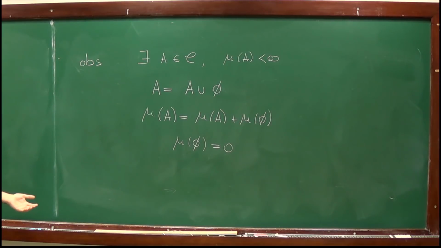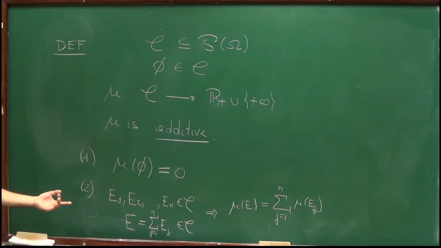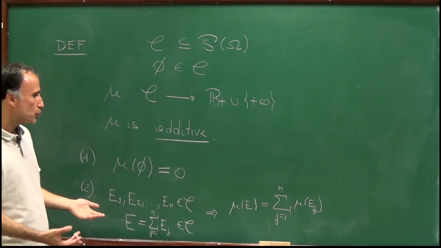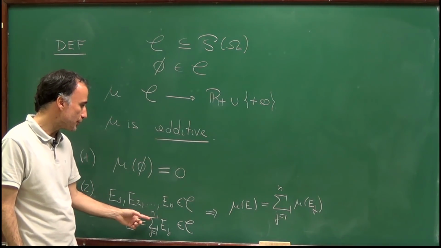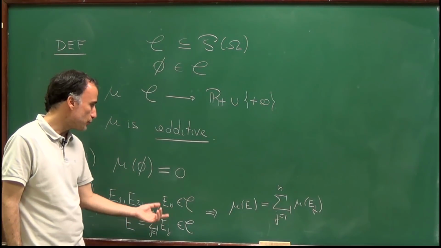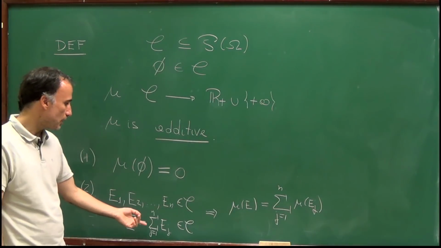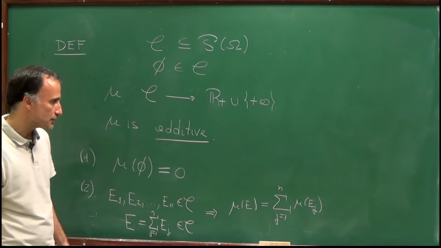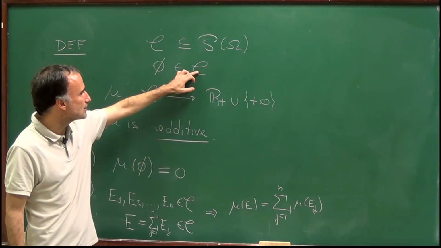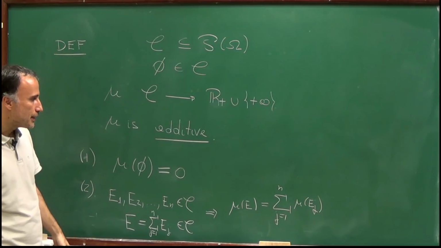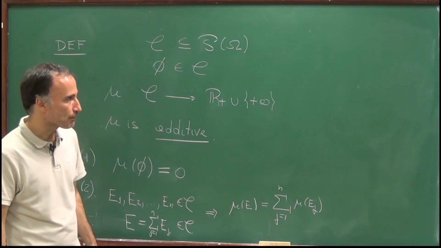The second observation is, let's go back here to the definition, that the natural class C would be an algebra, because we are here taking finite unions. So it's natural to define mu in a class C which is closed under finite unions, which is, as we have seen, an algebra. But this definition can be made in any class C. It can be made, for instance, in a semi-algebra, and we will use that later.